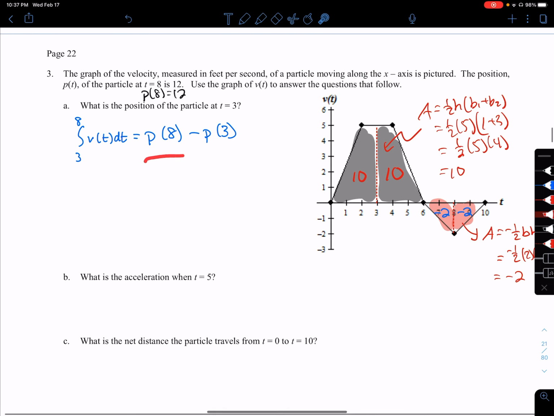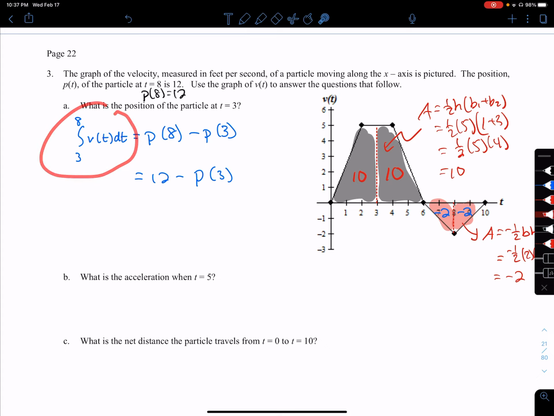So the position at 8 is simple. We're told that's 12. The position at 3 is what we're trying to find. Now we should be able to use our graph to figure out what this area is from 3 to 8. If you wanted to get all technical about it, we could say this would be integrating from 3 to 6, and then from 6 to 8. Let's get technical. We're integrating from 3 to 6 the velocity, and then we're going to integrate from 6 to 8. That's because those are the two different shapes that we got.